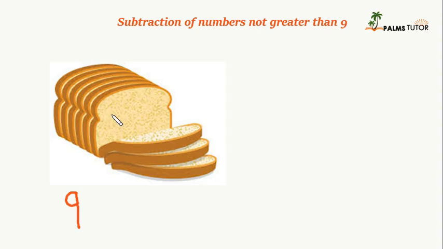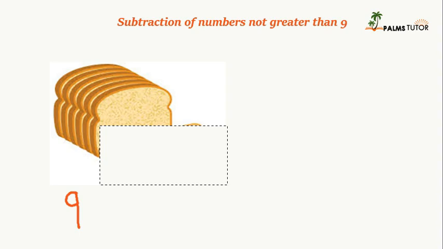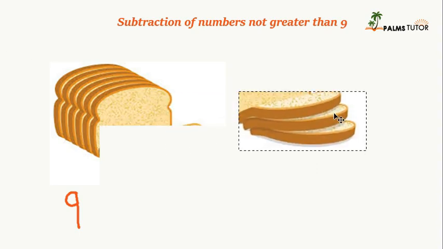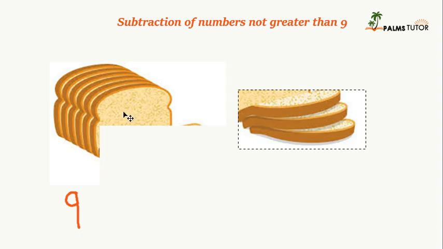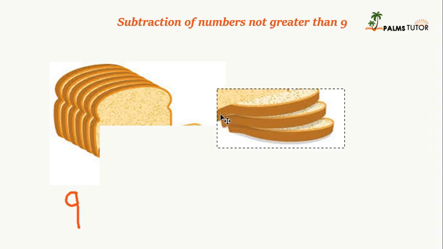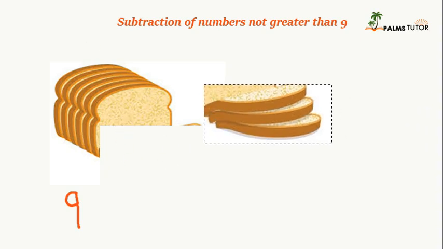Then, mommy asks you to have 3 slices for breakfast. Let's take away the 3 slices that you will be having for breakfast. Here we go. 3 slices of bread for breakfast. Keep it separately. Boom. So, how many slices of bread do you have left?